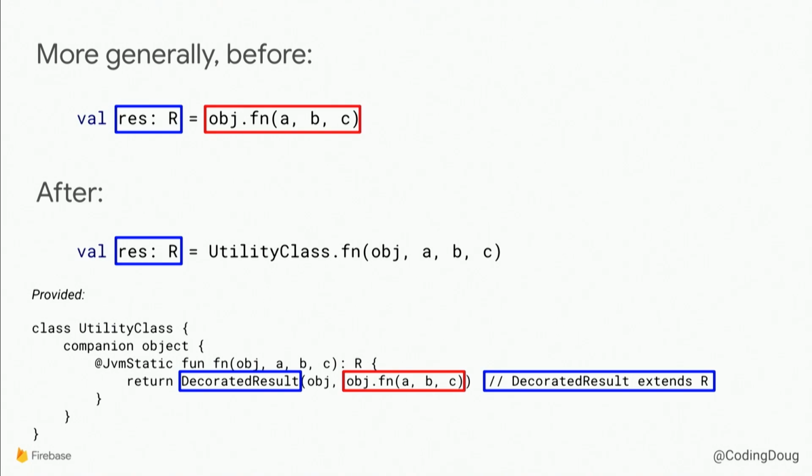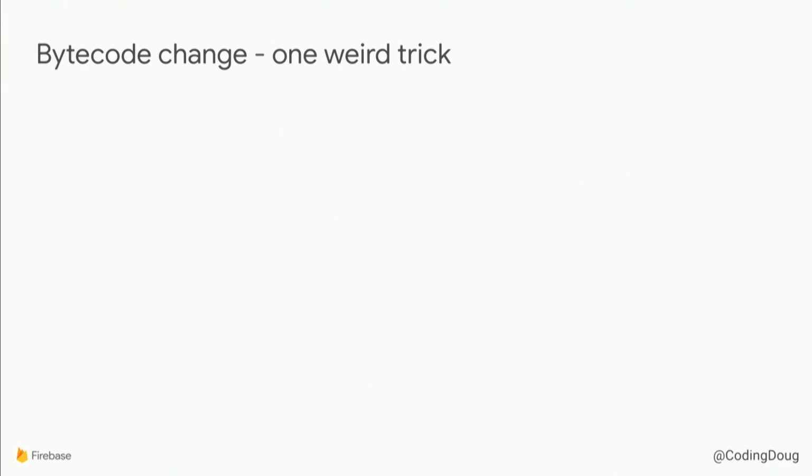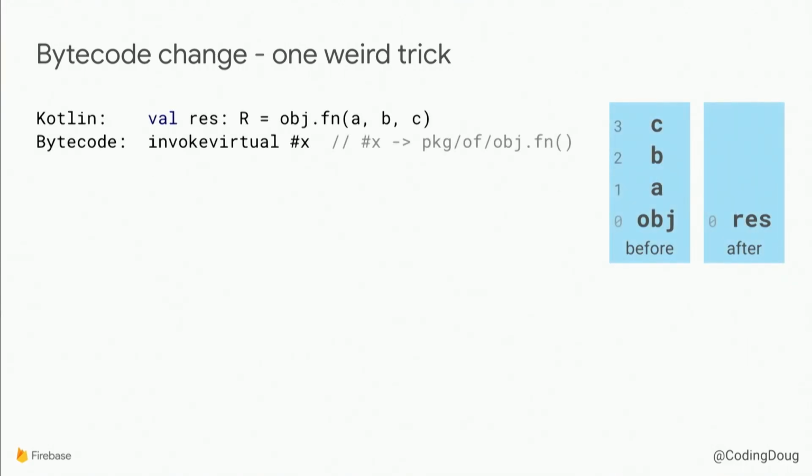So how do I make this pattern work? I want to write this bytecode that does this tricky little change. There's one weird trick, just one weird trick involved in doing all this. So say we have that line of Kotlin that calls a function on a method and takes some parameters. The bytecode for this is invoke virtual, right? So invoke virtual is going to take A, B, and C that are on the stack. Actually, OBJ, A, B, and C are going to be on the stack at the moment that invoke virtual is called. And then after invoke virtual finishes, everything will get popped off, and the result will go back on the stack. So this is what we're trying to duplicate here.